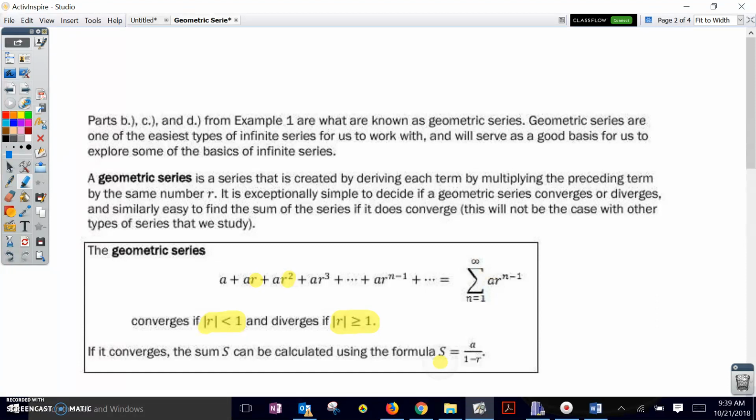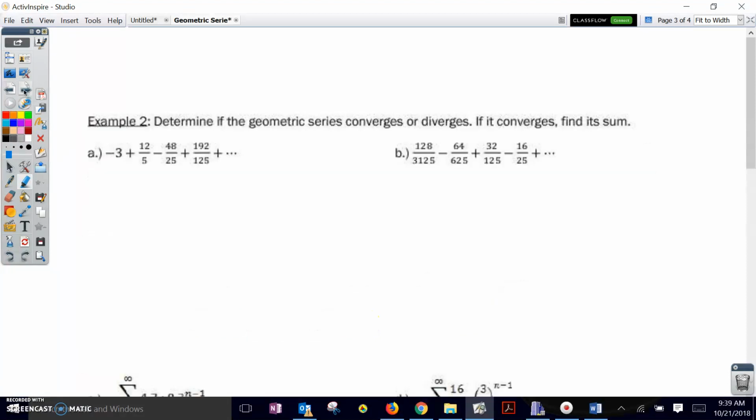If it does converge, we can find that sum by using the formula sum equals a over 1 minus r. Alright, let's go ahead and look at example 2. These are all geometric series in example 2.